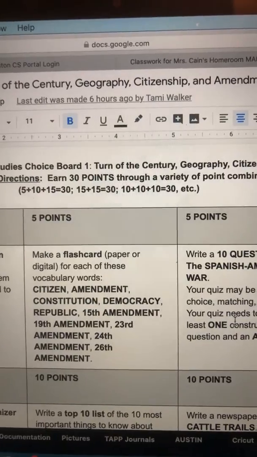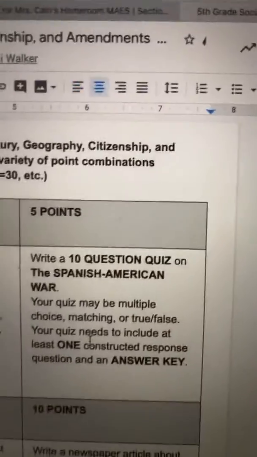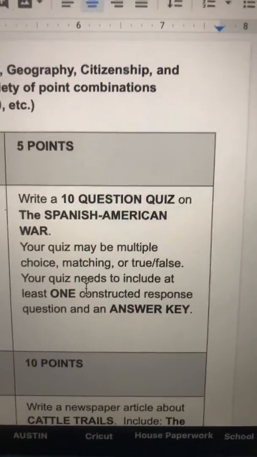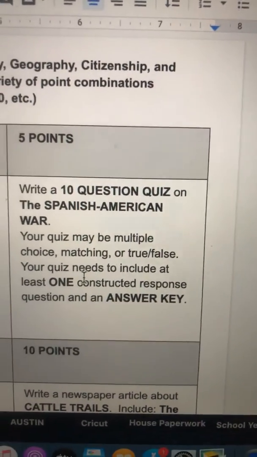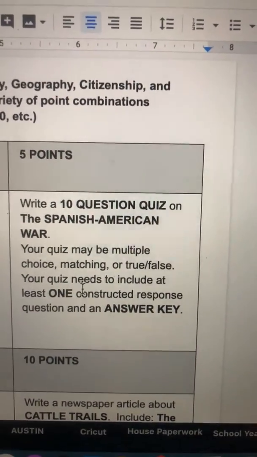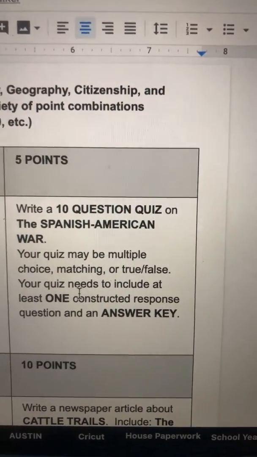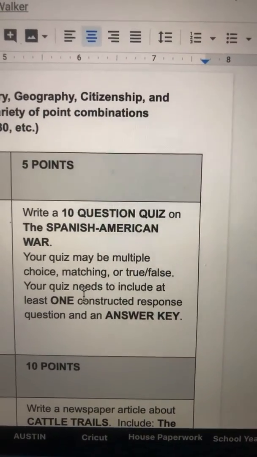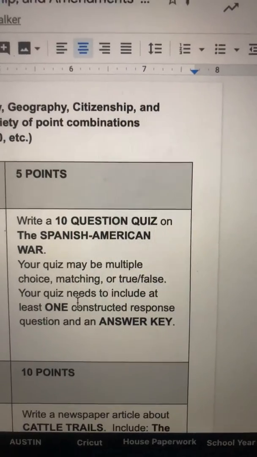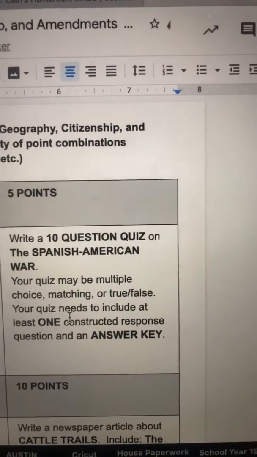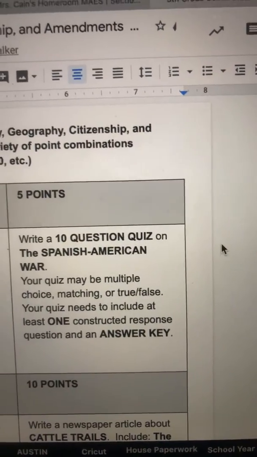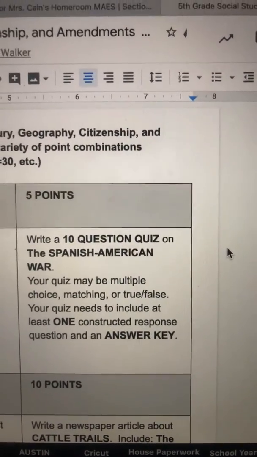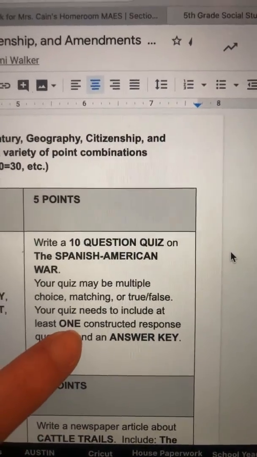All right, so the next one is: write a 10-question quiz on the Spanish-American War. Your quiz may be multiple choice, matching, or true false. Your quiz needs to include at least one constructed response question and an answer key. So however you want to make this up, it's up to you. But you have to include at least one constructed response.